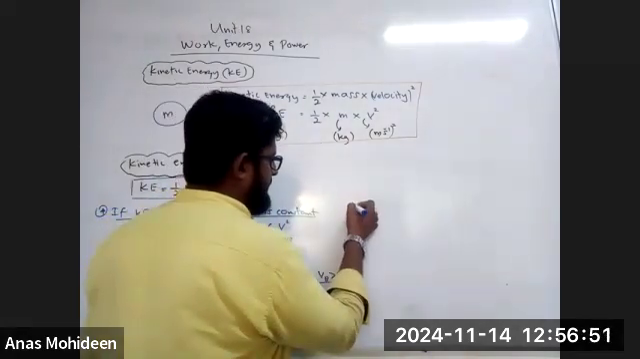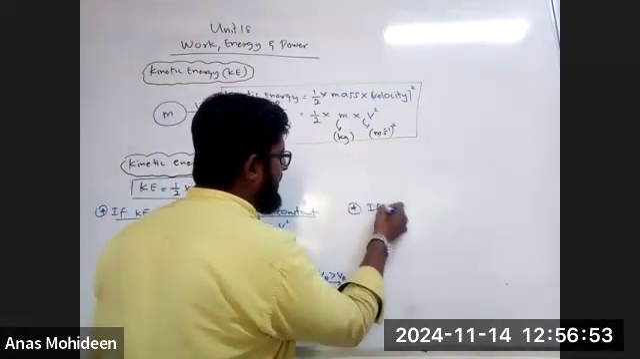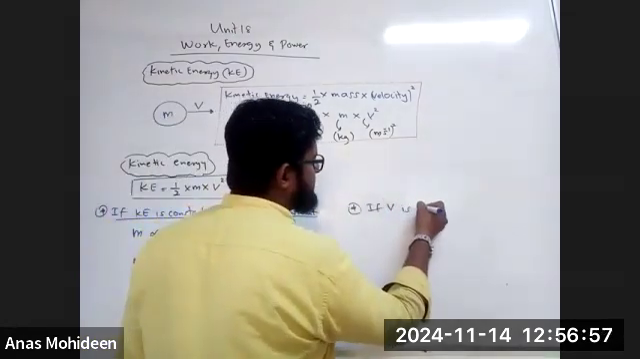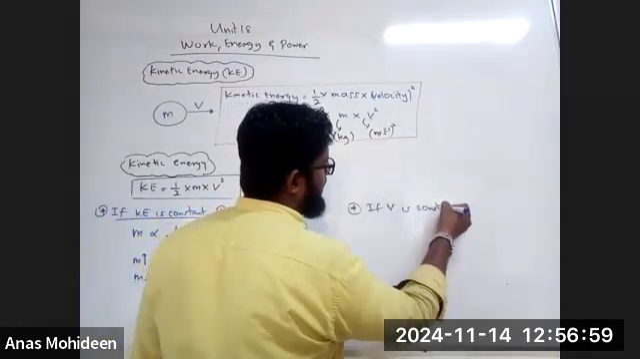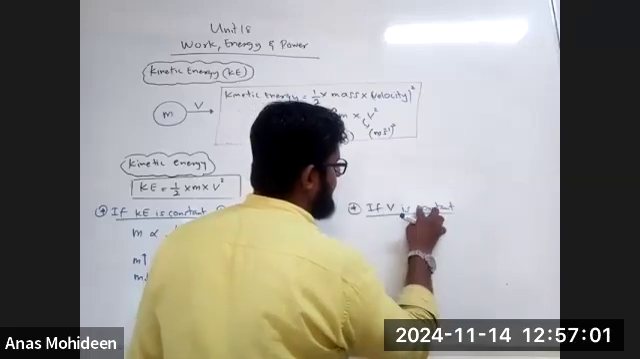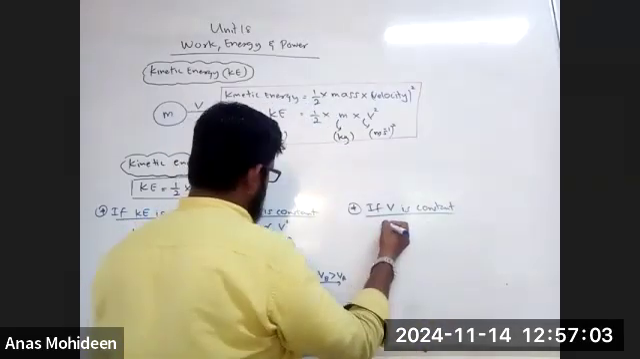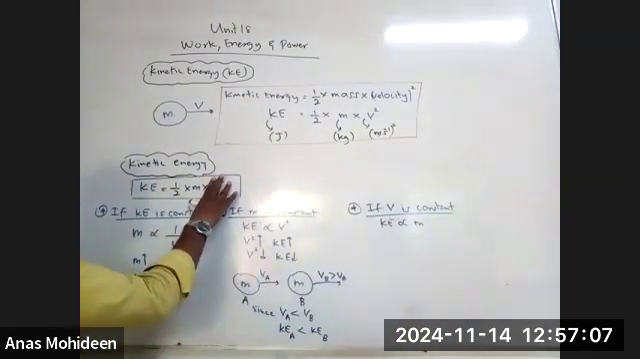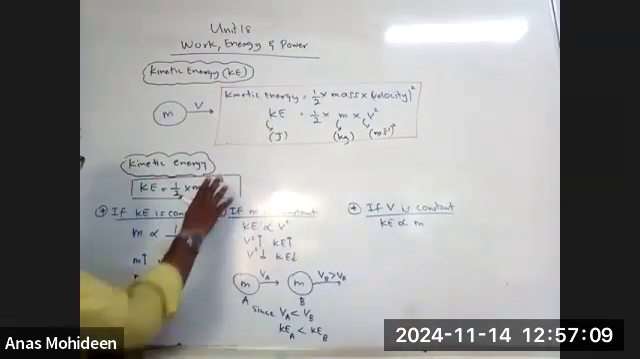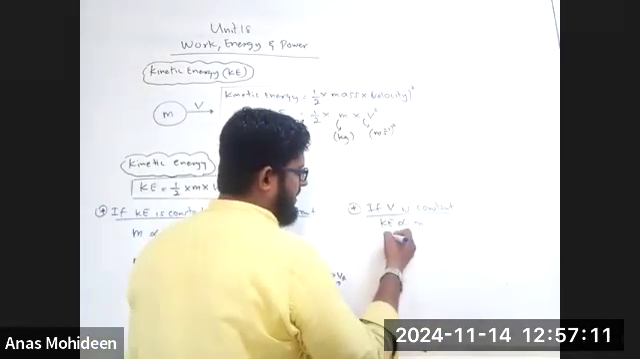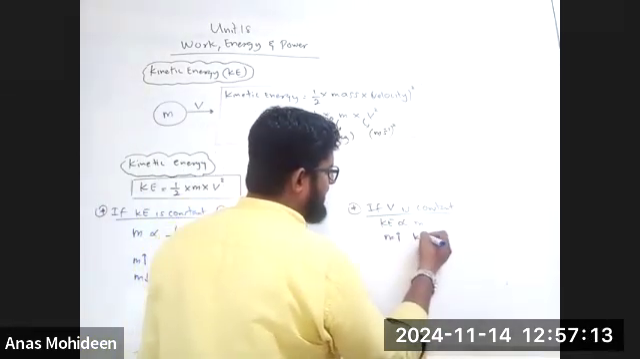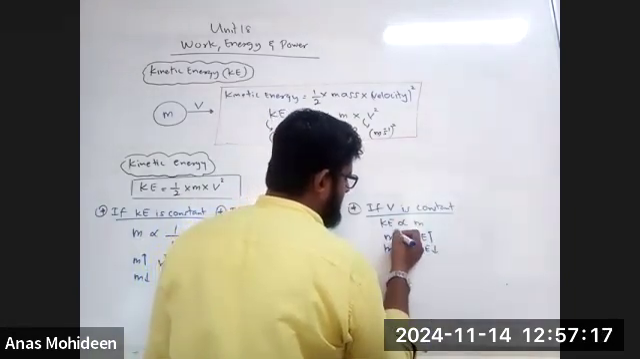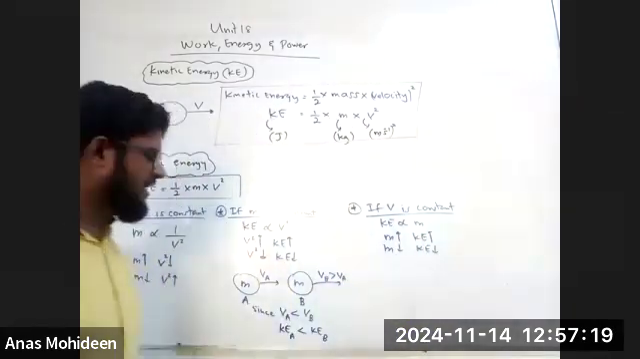Like the same way, now I'm going to compare with B constant. If velocity is constant, then what happens? Kinetic energy will be directly proportional to mass. You increase the mass, kinetic energy increases. You decrease the mass, kinetic energy decreases.